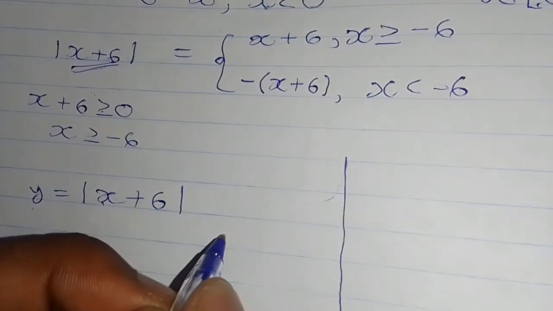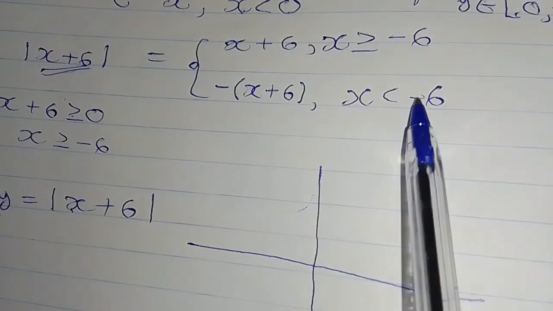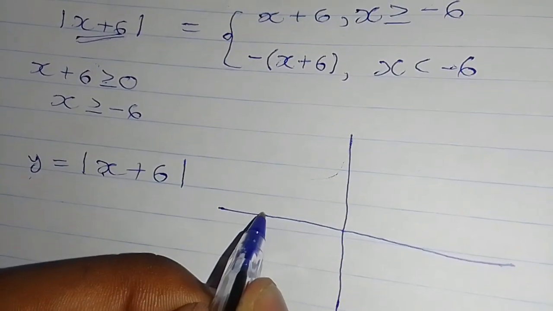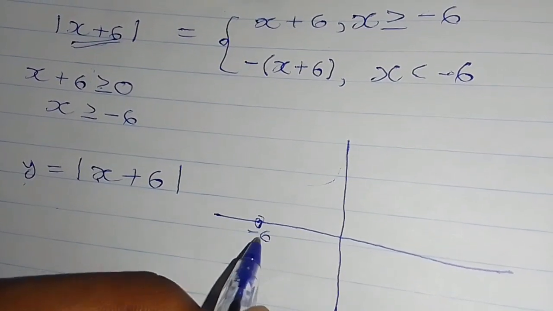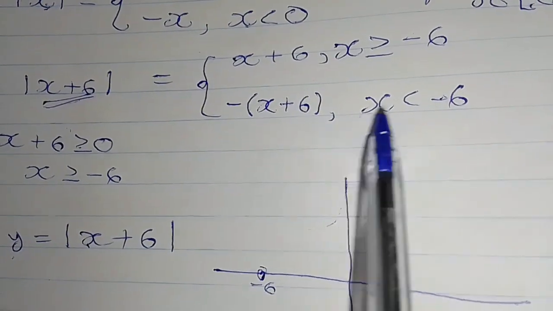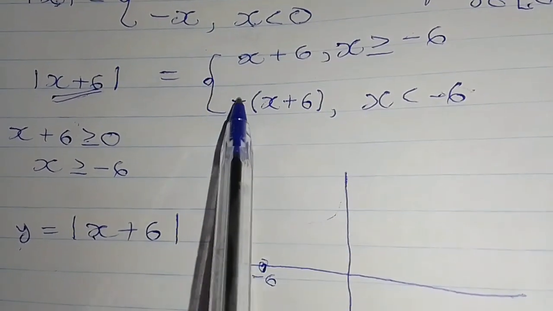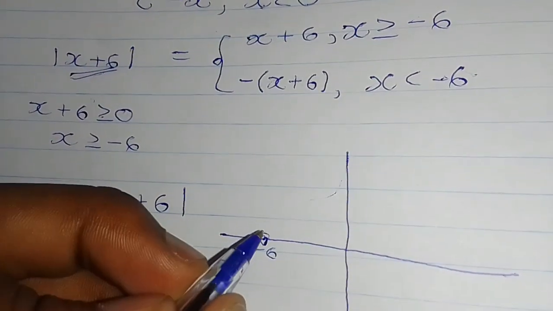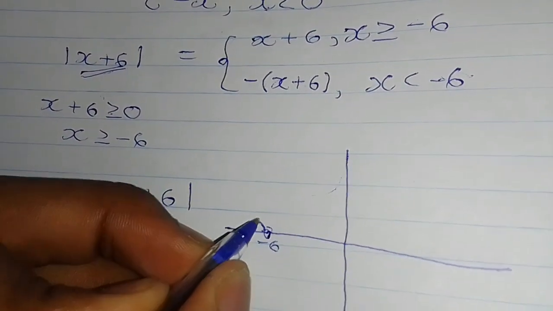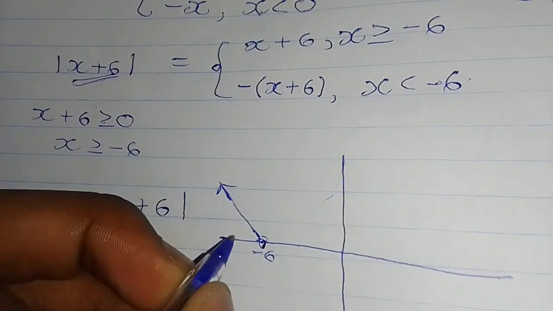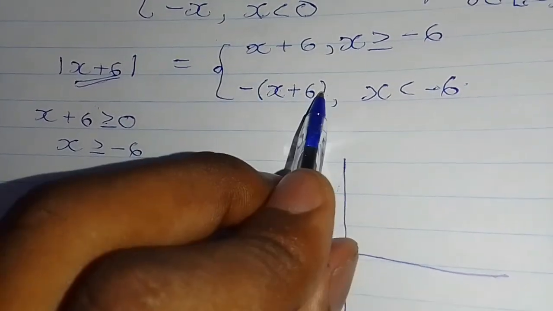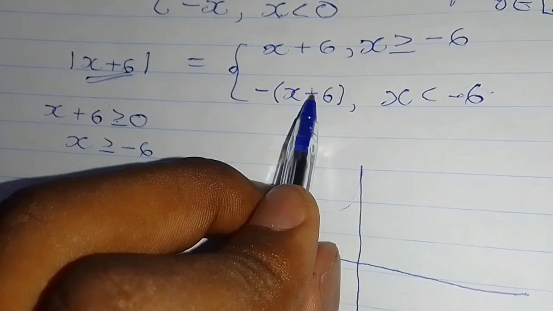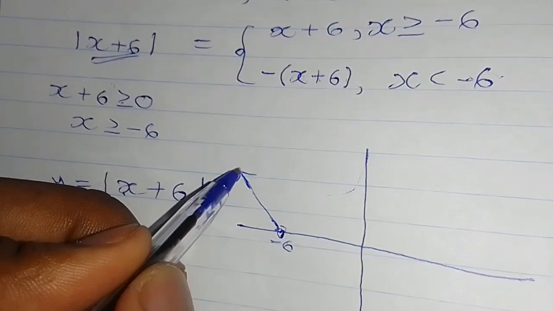So we have our Cartesian plane. For x less than minus 6, remember minus 6 is somewhere here. So we have minus 6 somewhere there. For x less than minus 6, this graph is defined by minus times x plus 6. So it's going to go in this direction. If you plug in minus 7 here, you have minus 7 plus 6, which is minus 1, and negative times negative 1 is positive. That's why I say it's going to slope like this.